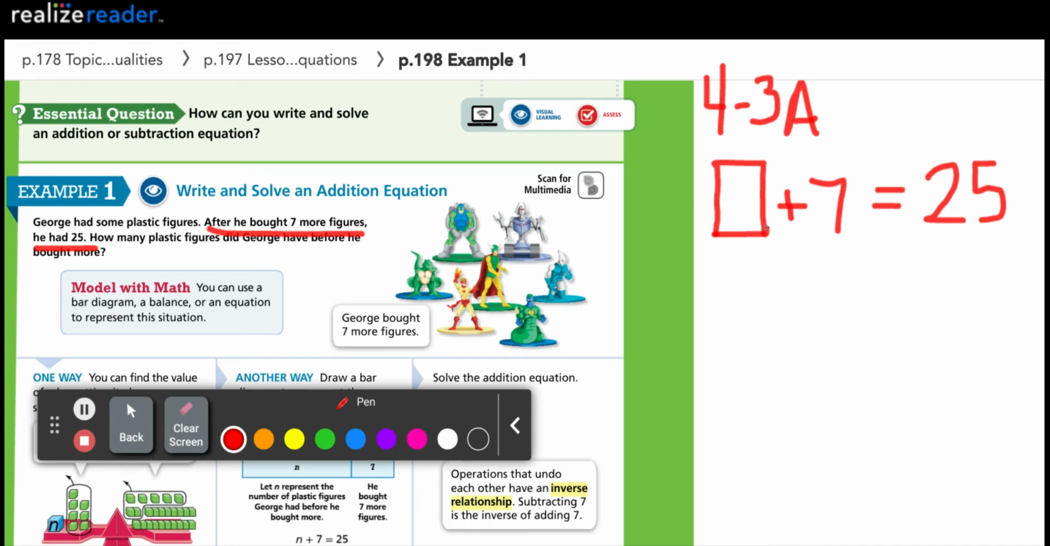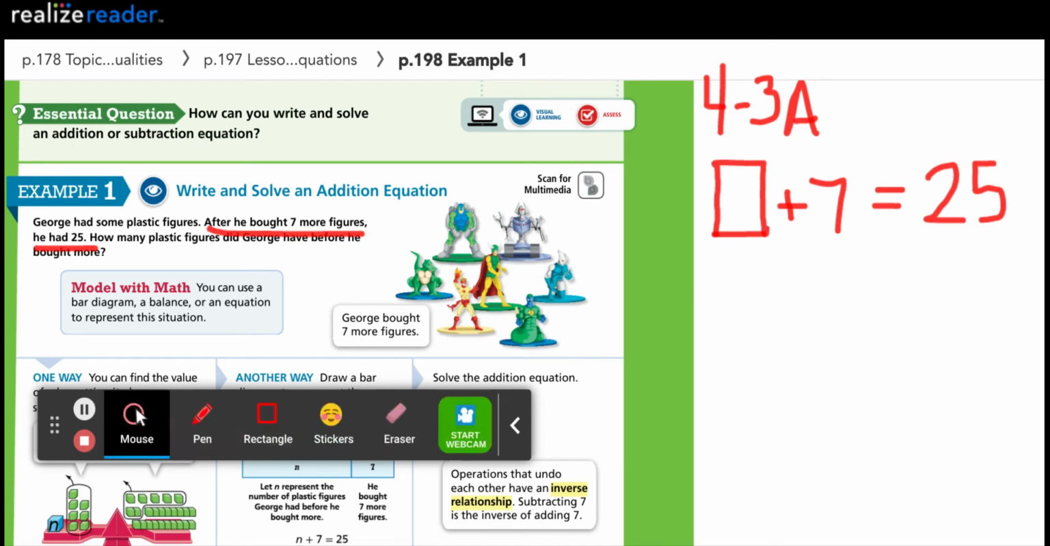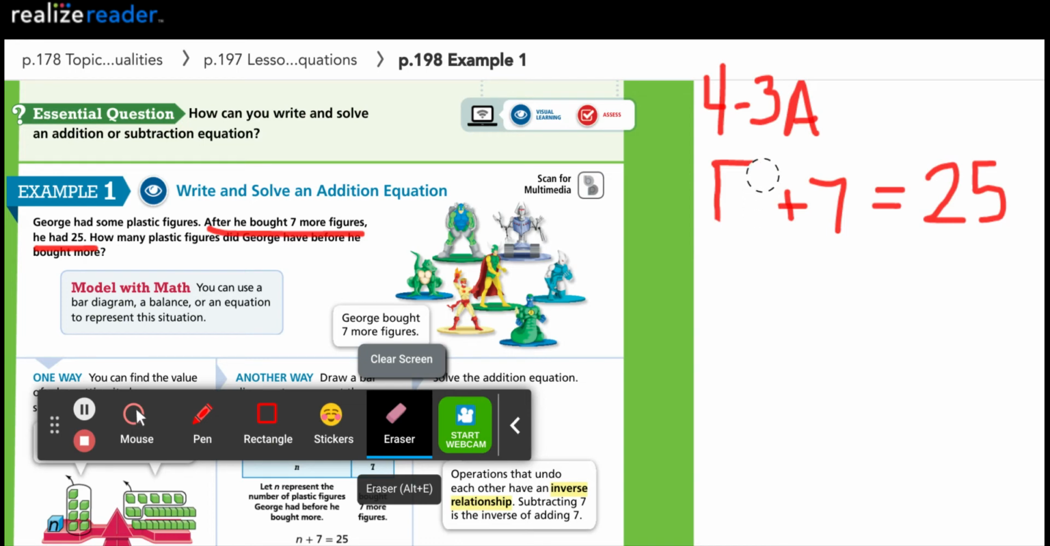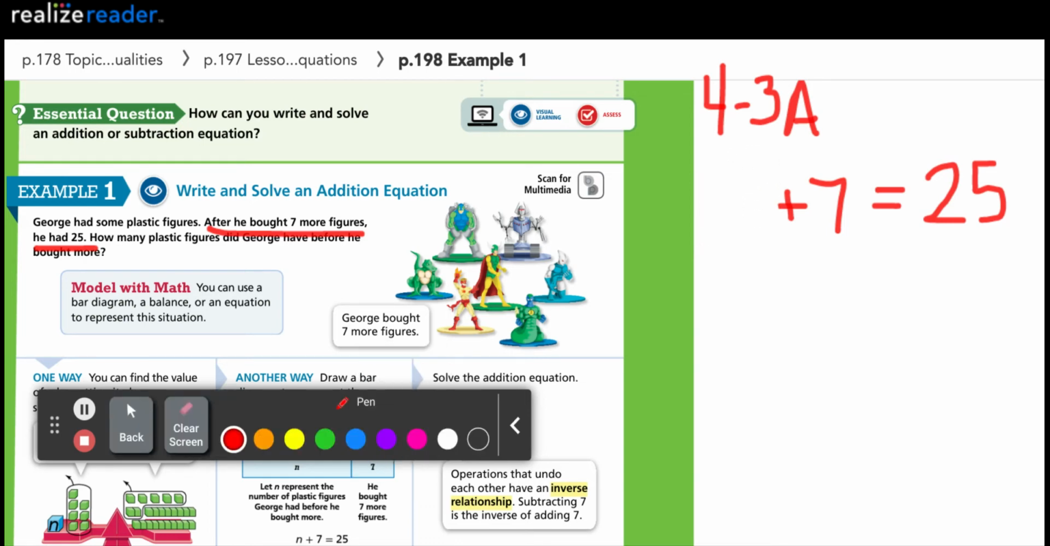So you're used to seeing equations written with a blank there or a number that we're going to be filling in that box. This year we learned that instead of using a blank or a box, we can use a letter to represent any unknown number. So I'm going to use an X here. X is going to represent the number of figures George had before he bought more. So now we want to figure out what X is.